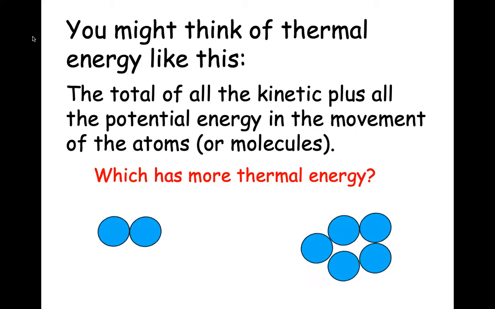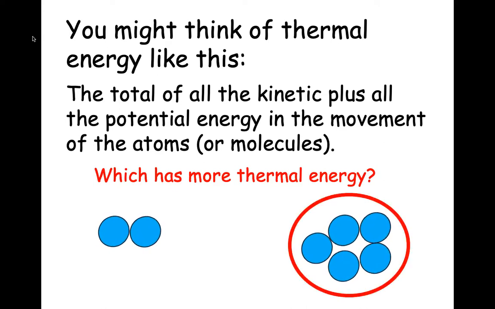Well, they're probably both solids. I see that the movement is just kind of a vibrating in place, so not much thermal energy there, but one definitely has more thermal energy. It's the one on the right. The one on the left just has the thermal energy of two atoms. The one on the right has the same movement, but we have the thermal energy of all five atoms. Remember, thermal energy is the total of that movement energy. So five atoms have more movement than two.